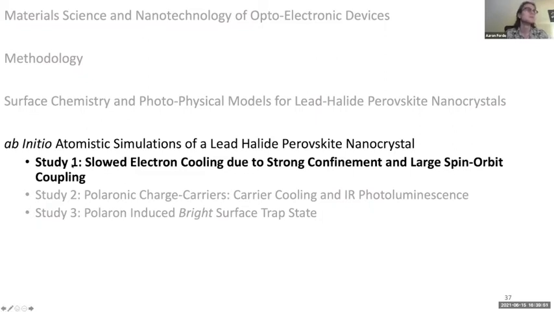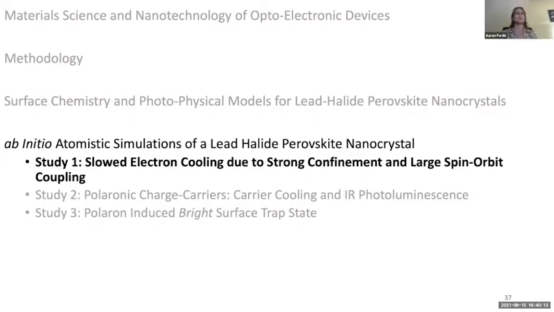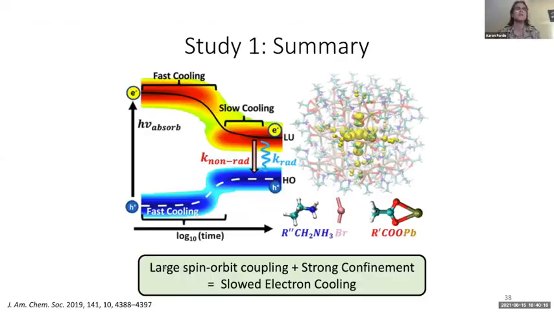So the attempt is to describe three studies that I've done for my dissertation work, which look into the holes in the literature that I described earlier in the introduction. So the first slide's main takeaway is that due to the large spin-orbit coupling from the lead atoms in the conduction band, and then strong confinement for our 2 nanometer nanocrystal, this gives rise to slowed electron cooling.